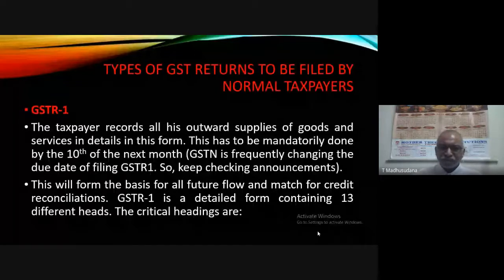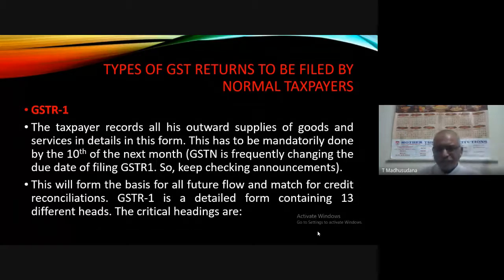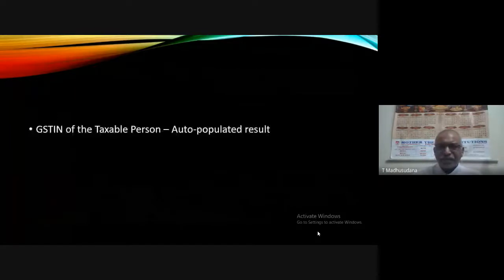Okay, so GSTR1 is a detailed form containing 13 different heads. There will be 13 different heads in which complete information will be gathered from GSTR1 by the government online. Okay, so the critical headings, what are the important headings?